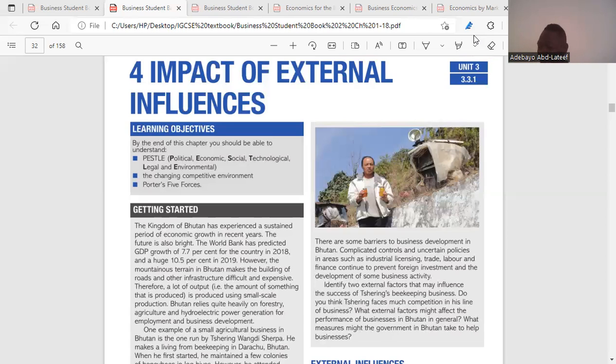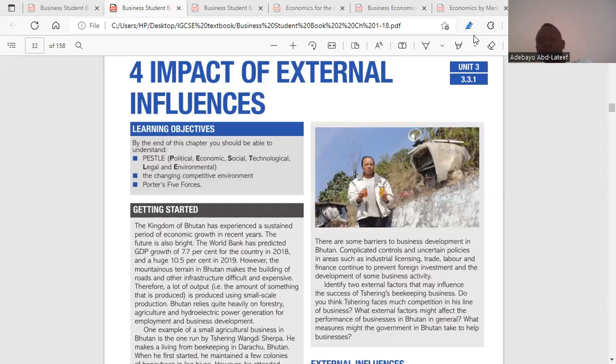Then the last one is environmental. When we talk about environmental, we're talking about how people become more aware about the environmental situation, pollution, global warming. So people these days understand that it is important to protect the environment. And this is also an influence on business activity.